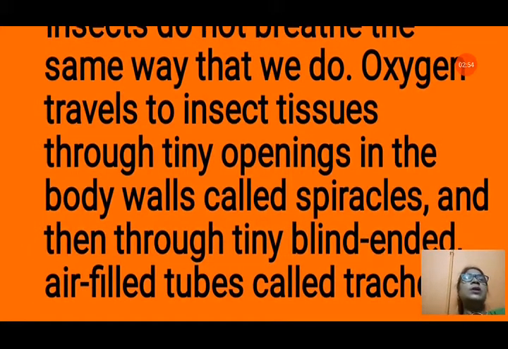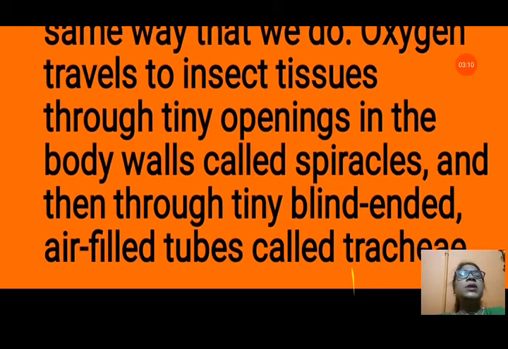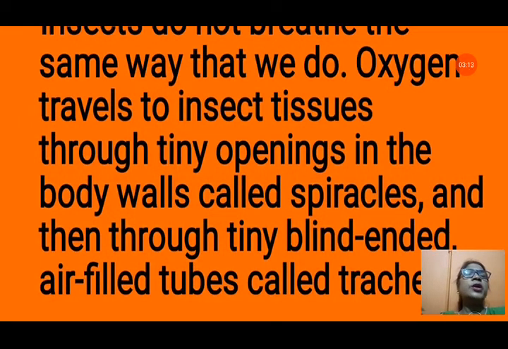Oxygen travels to insect tissues through tiny openings in the body walls called spiracles. They don't have any nose or nostrils like us. They have tiny openings in the body walls only, and these are called spiracles. And then through tiny blind-ended air-filled tubes called tracheae, which are all joined together, there is a network of these air-filled tubes that supply oxygen to all the body parts.